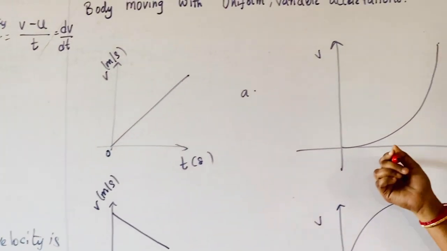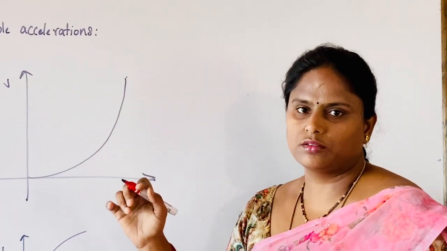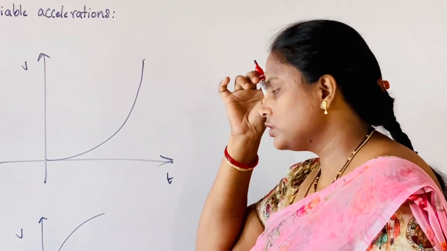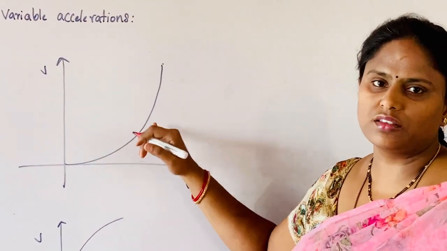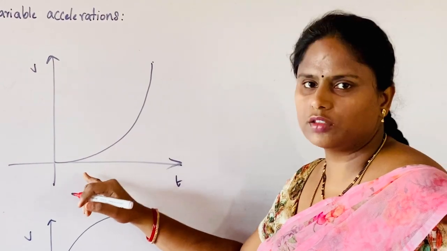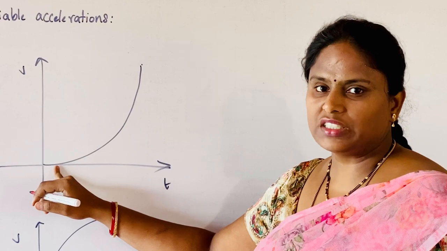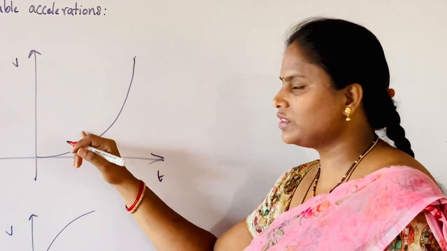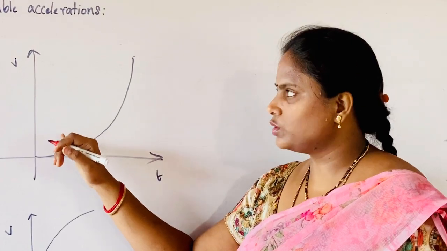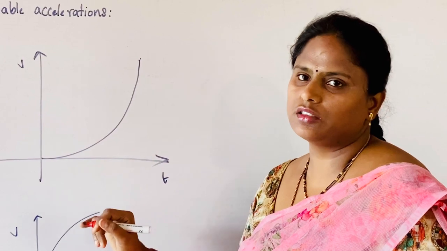Now from this graph we can say that the velocity time graph is not linear here. So we can say that the object is moving with increasing acceleration, or else we can also say it is moving with variable acceleration, which is increasing. It is not decreasing. Why? Because the slope of this curve is positive. So we can say that the body is moving with increasing variable acceleration.